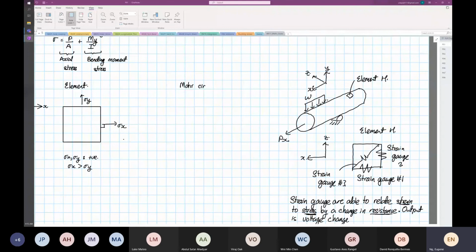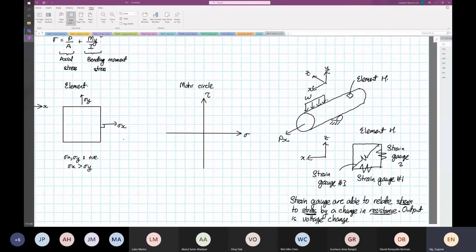So Mohr circle has two axes, right? One axis, the x-axis, is known as normal stress. The thing is a bit confusing, because we usually think the x-axis will be stresses in the x direction. No, the x-axis means normal stress, and the vertical axis is the shearing stress.